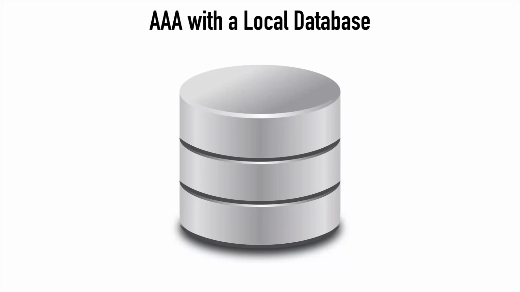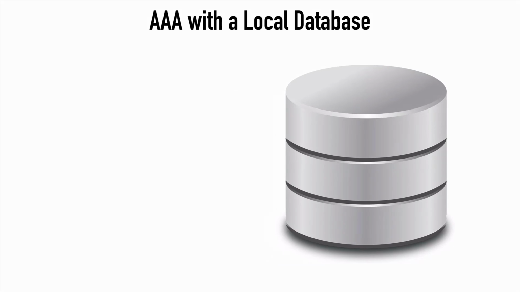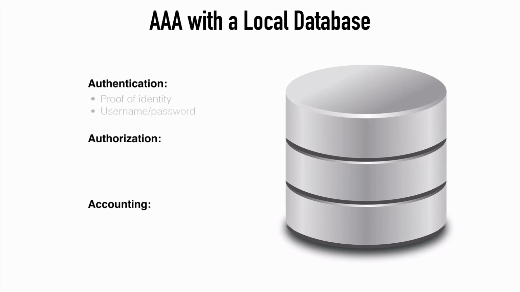The AAA security architecture is a framework that allows administrators to control user access to network devices by using three independent security functions. These functions are authentication, authorization, and accounting. Authentication is the process where a user must prove their identity. This is typically achieved with a username and password combination.